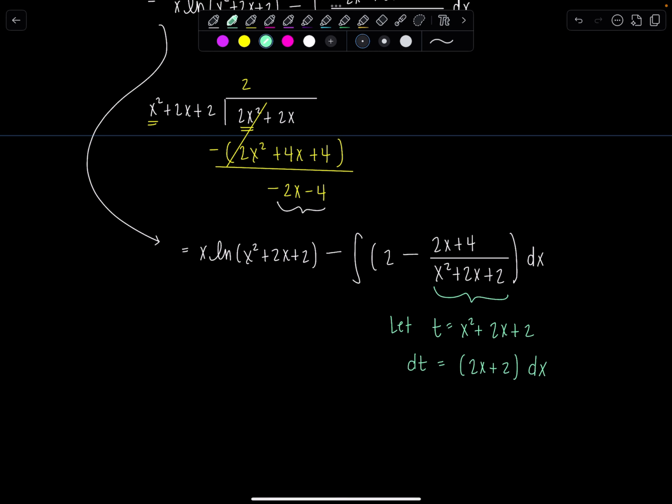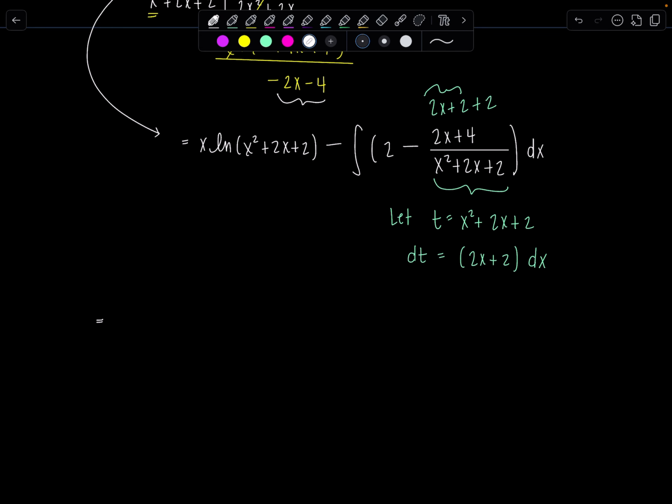I mean, it almost is. I have 2x plus 4, but couldn't I break that up into 2x plus 2 plus 2? Group those over the denominator and then leave that extra 2 off on its own? I sure can. So that seems like the cleanest route to take.